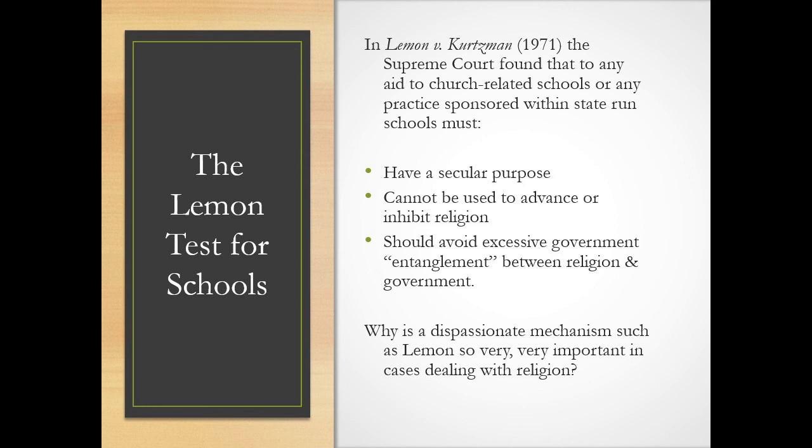So here it is. You have three levers that the judge gets to push. Looking at each individual case coming down the pike, does the program have a secular purpose? Can it be used to advance or inhibit a religion? Thirdly, and this is where the judge does have a little discretion, should avoid excessive government entanglement between religion and government. So there are two words in here, excessive and entanglement, that allow the judge an opportunity to discern or to look at the subtleties. What is entanglement? What is excessive? So let's take a look at our two test cases, driver's training and school lunch program.